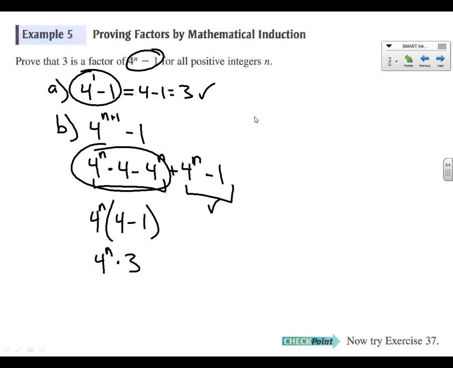Anything times 3 is by definition a factor of 3. So we've just proved this part works as well. So at this point, our job is done. We've proved that 3 is a factor of 4n minus 1.